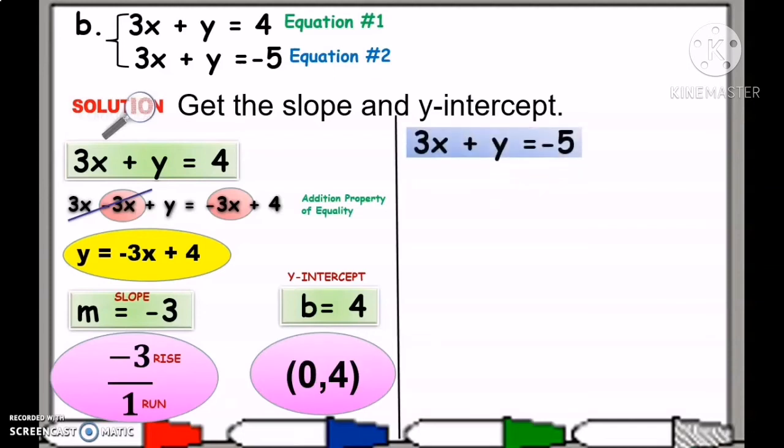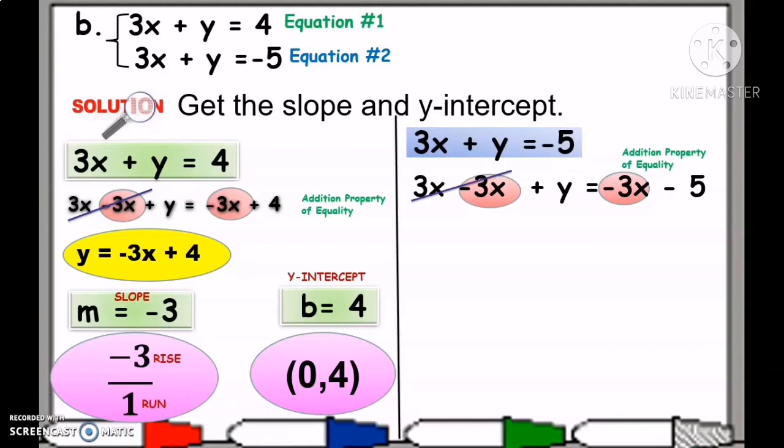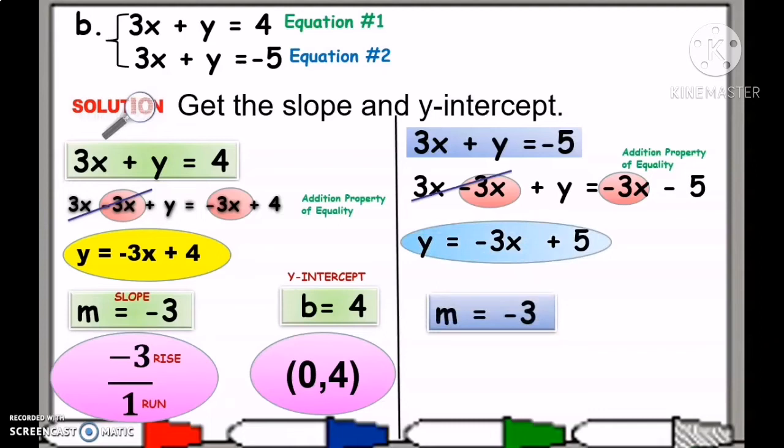So, tayo, equation 2. So, 3x plus y equals negative 5. Apply ulit natin ang addition property of equality. Opposite sign po ni positive 3x is negative 3x. Add natin siya both left and right. Eliminate. So, we have, ang slope-intercept form po niya is y equals negative 3x minus 5. And the value of slope is negative 3. Tapos, generate ulit tayo ng coordinate. So, we have negative 3 over 1. So, siya po ang rise.